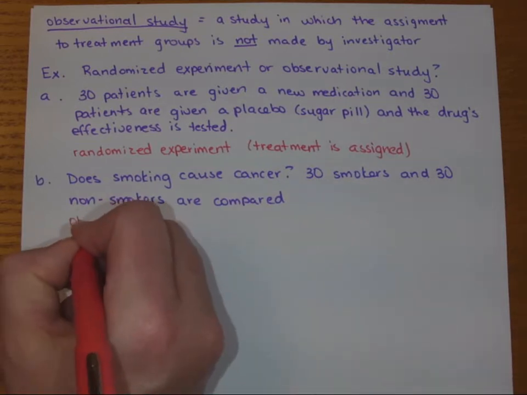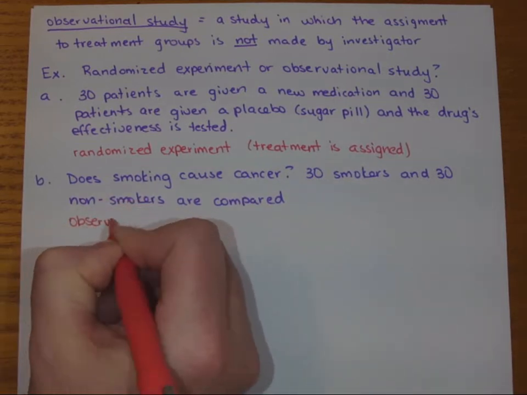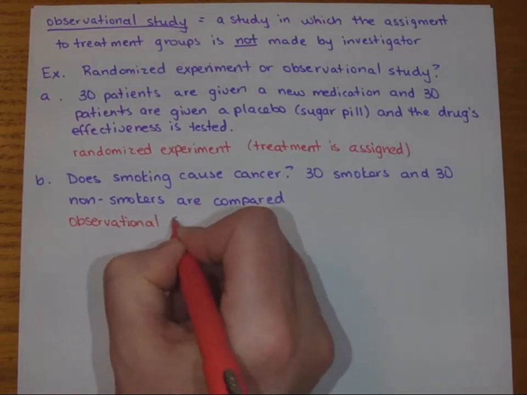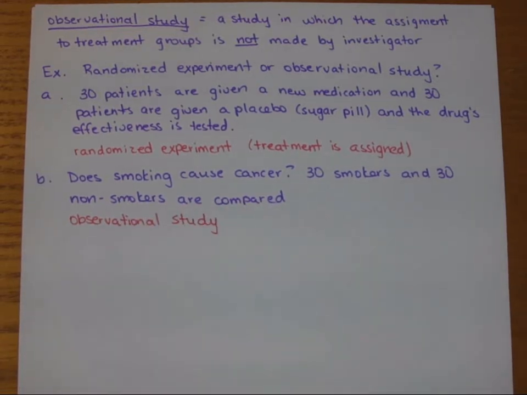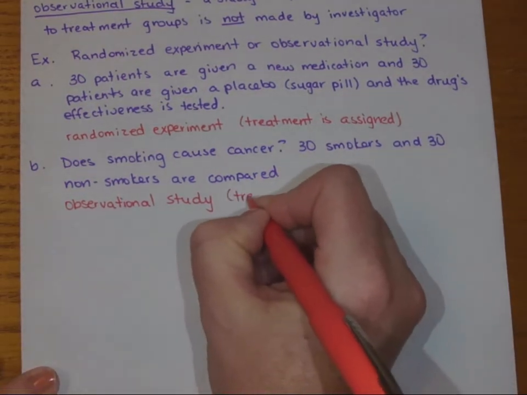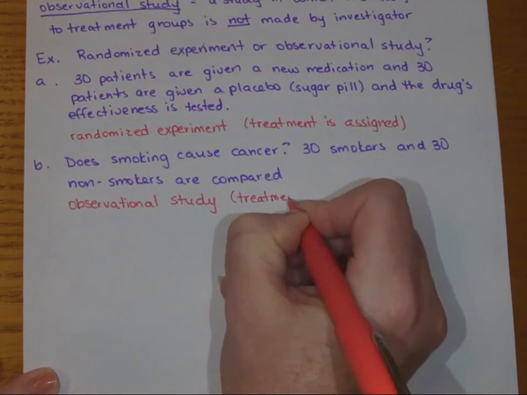So, but we could go ahead and take 30 already established smokers, right? And I could just observe what happens with them, right? I could compare 30 people who admit that they smoke, okay, to 30 people who don't, and then see if cancer is more prominent in the people who smoke. So treatment cannot be assigned here, right? It would not be right to do so.